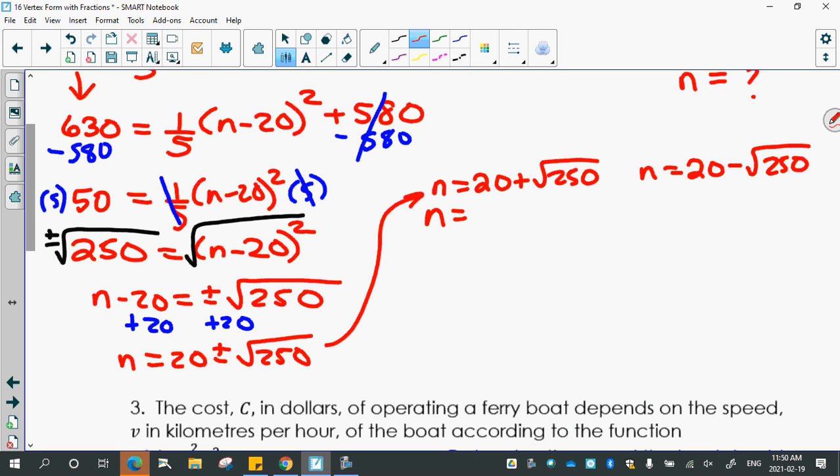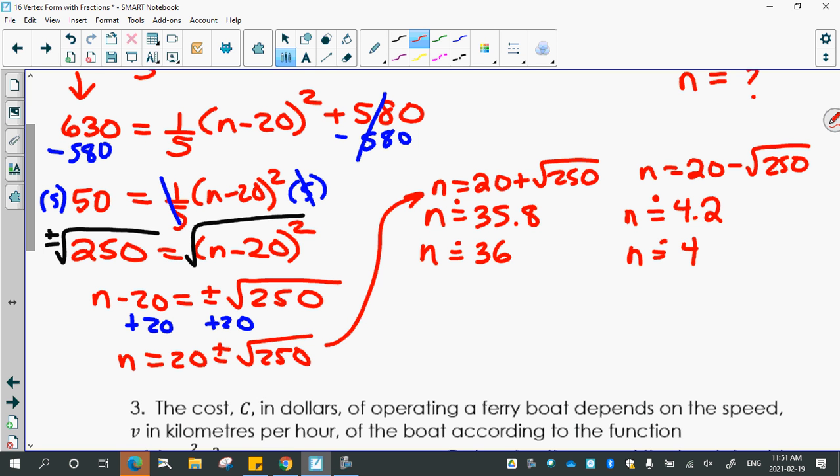So 20 plus the square root of 250 is 35.8, so I'll put approximately a little dot here. And 20 minus the square root of 250 is approximately 4.2. Both answers aren't negative, are we good? And then we're going to say we can't really build part of a light fixture, so approximately 36 if we round to the nearest light fixture, and approximately 4 if we round to the nearest light fixture.